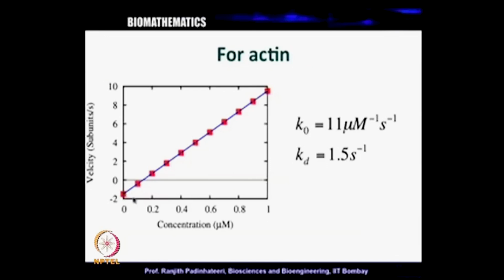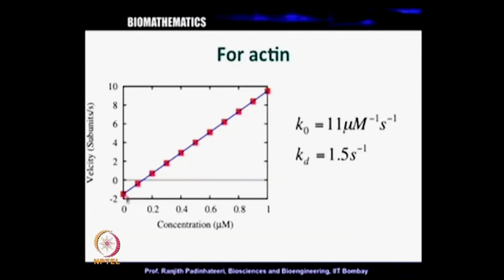So, it turns out that if you look at this point, the point at which this line hits the y-axis, called the y-intercept, k d turns out to be 1.5 per second. And k 0, which is the slope of this line, is 11 per second, 11 micromolar per second. So, now you can easily look at this.